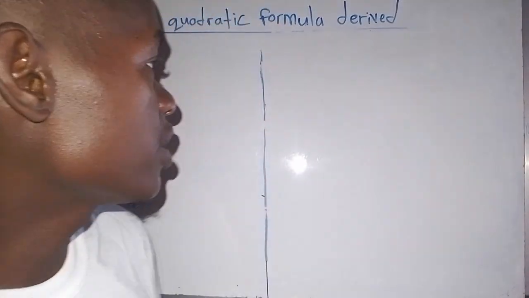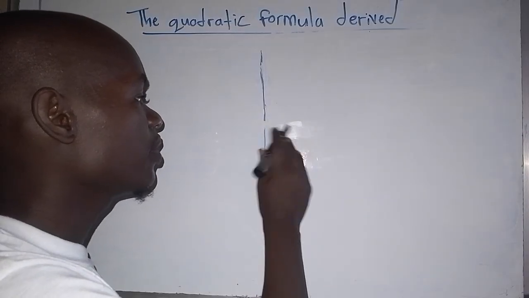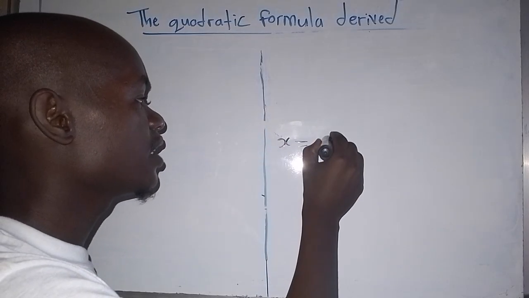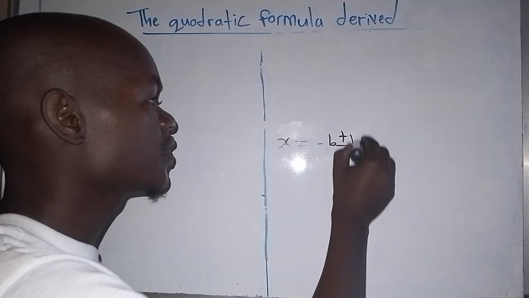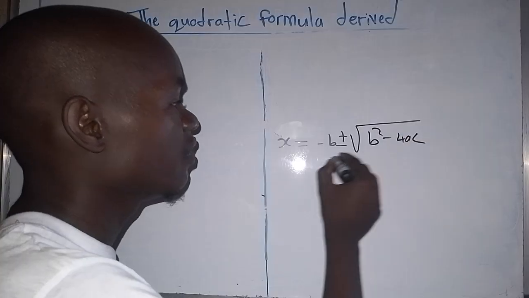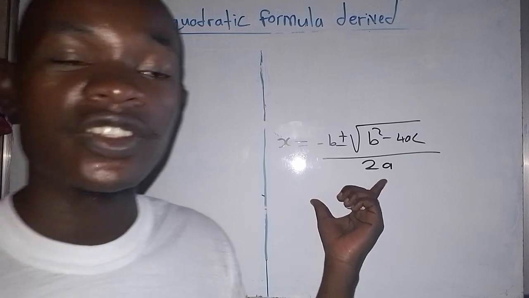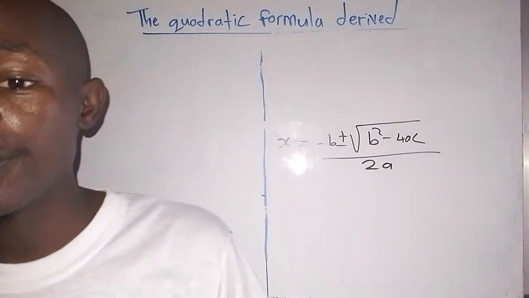So in this video we are going to show where the quadratic formula came from. The quadratic formula that we are talking about is this: x equals negative b plus or minus the square root of b squared minus 4ac, all over 2a. This is what we call the quadratic formula.